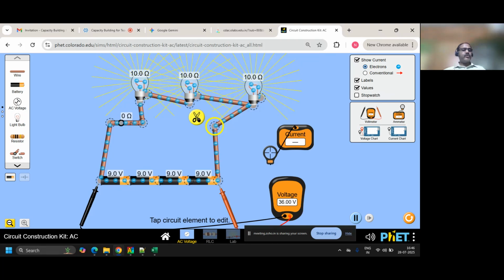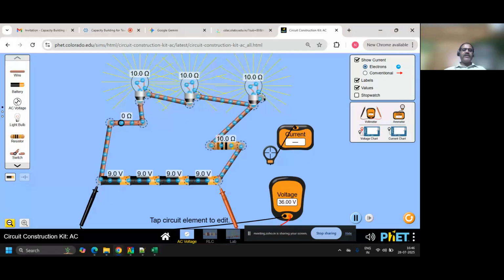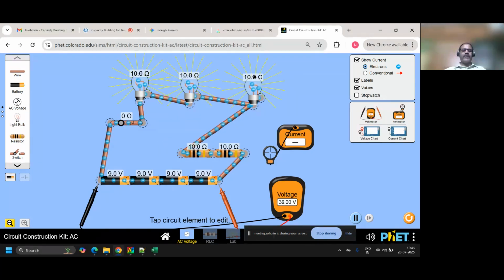I disconnect this end. I am taking a resistor. A resistor will try to block the flow. So when I connect a resistor, obviously the bulbs will go dim. Now I connect this. Now the bulbs are getting dim. Now let me do one more thing. I am connecting one more resistor. See, bulbs have become very dim.